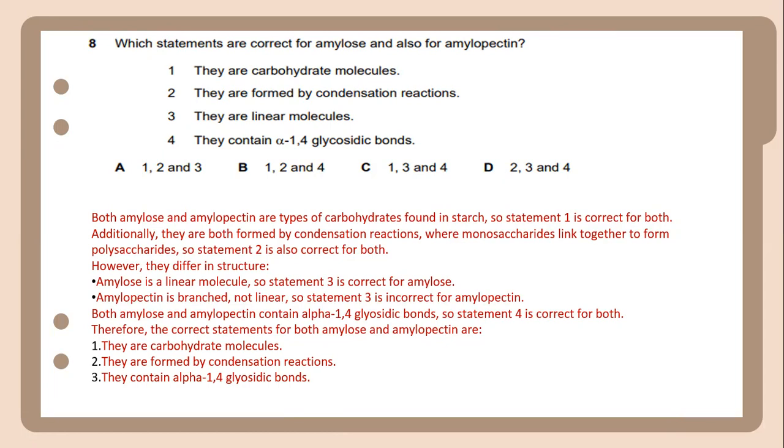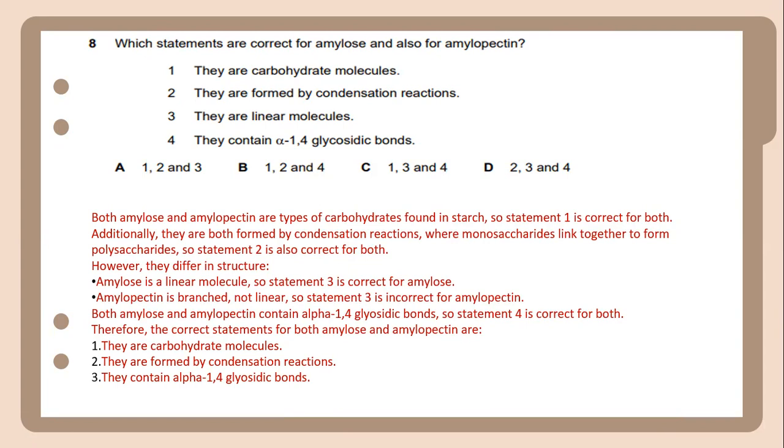However, they differ in structure. Amylose is a linear molecule, so statement 3 is correct for amylose, which is they are linear molecule. Amylopectin is branched, not linear, so statement 3 is incorrect for amylopectin. And both amylose and amylopectin contain alpha 1,4 glycosidic bond, so statement 4 is correct for both.